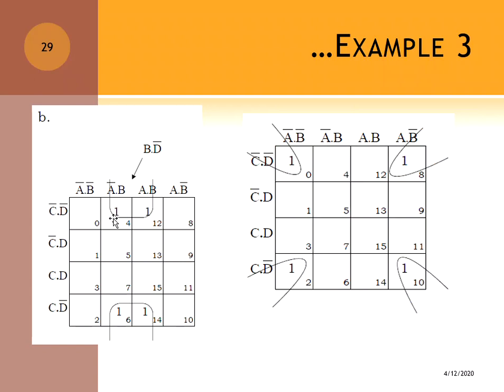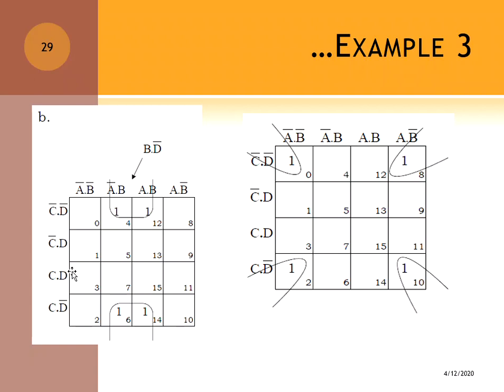Okay, similar for this one, when you have cells at the edge like this, cell number 4 and number 12, the common term between cell number 4 and 12, this one A bar dot B, this one A dot B. So common term here is B, if we look at from vertical. If we consider horizontal, the common term here is C bar dot D bar.